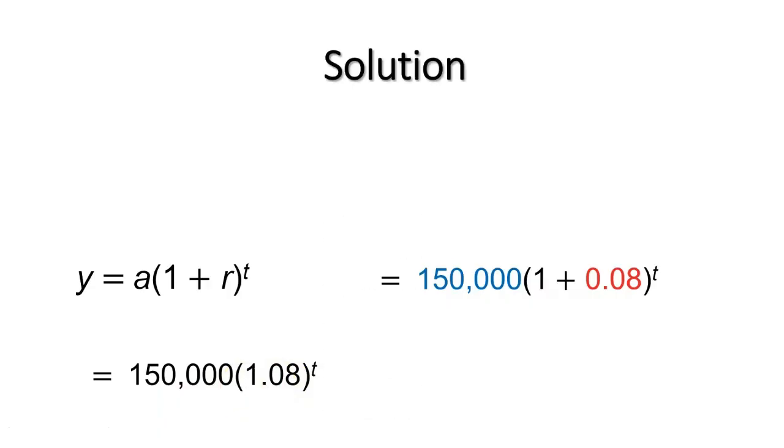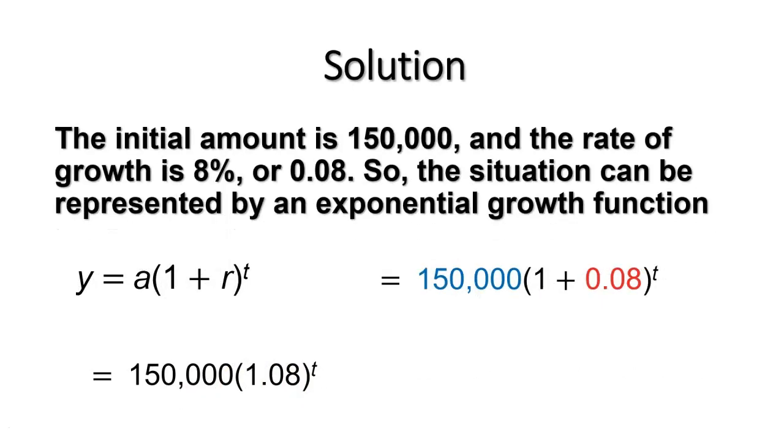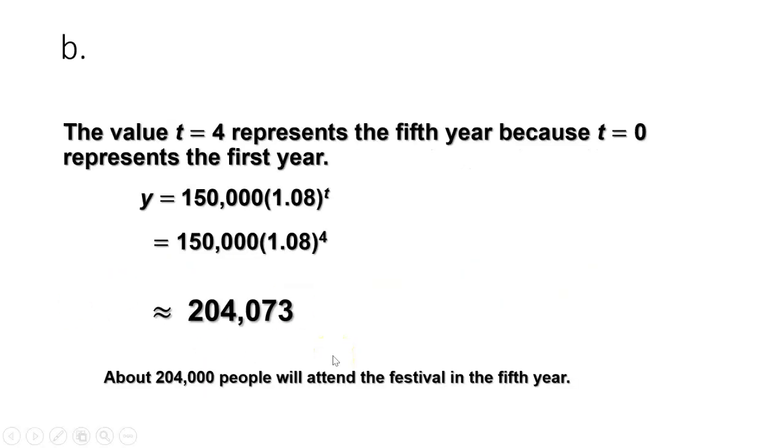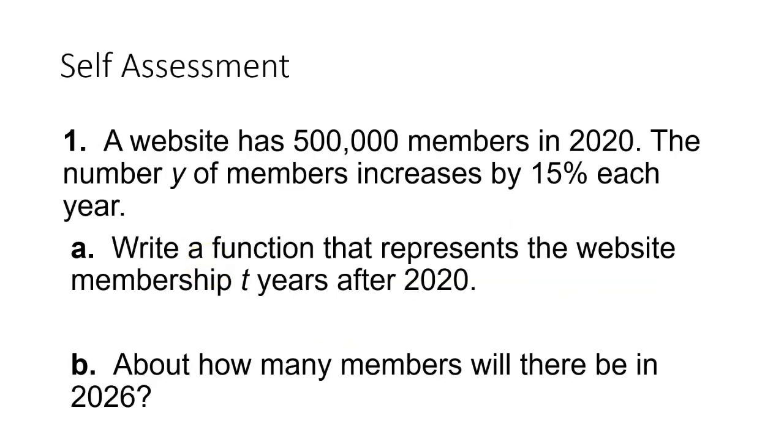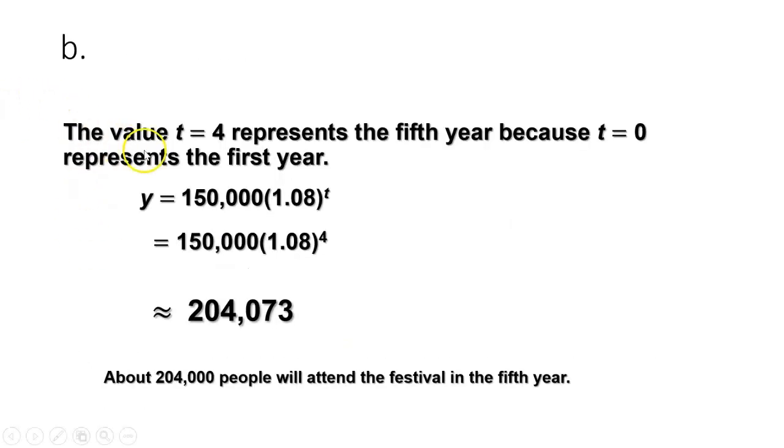Now let's go to the b part of the question. The value t = 4 represents the 5th year, because t = 0 represents the 1st year. Let me explain. In this case, we are starting with an initial value which is 150,000, and that happened from the beginning of the 1st year. So at that point, the 1st year has not been completed.